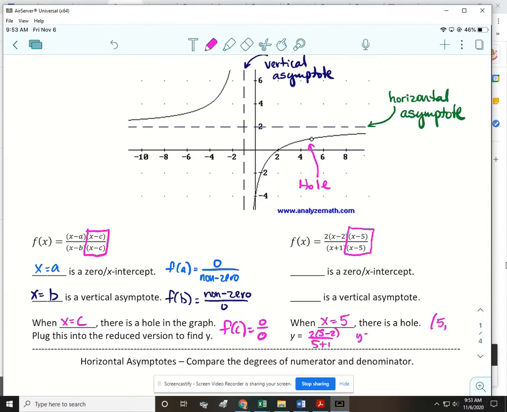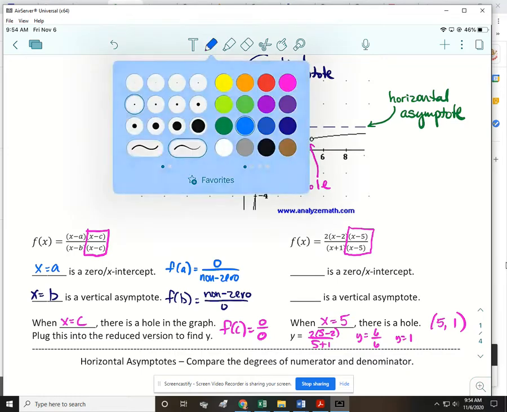All right, and so we end up with 2 times 3, so 6 in the numerator, 6 in the denominator. So that y is 1. So the hole, this hole right here, is at the point (5, 1). All right. Then, I know I'm doing this in a weird order, but that's okay.